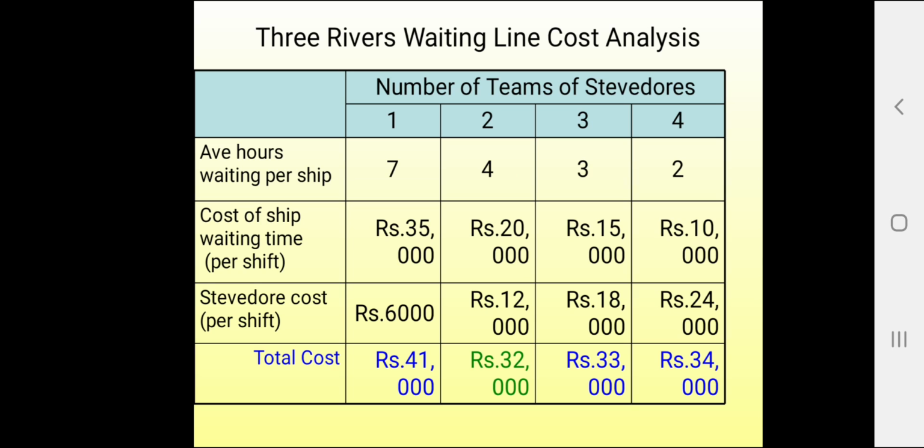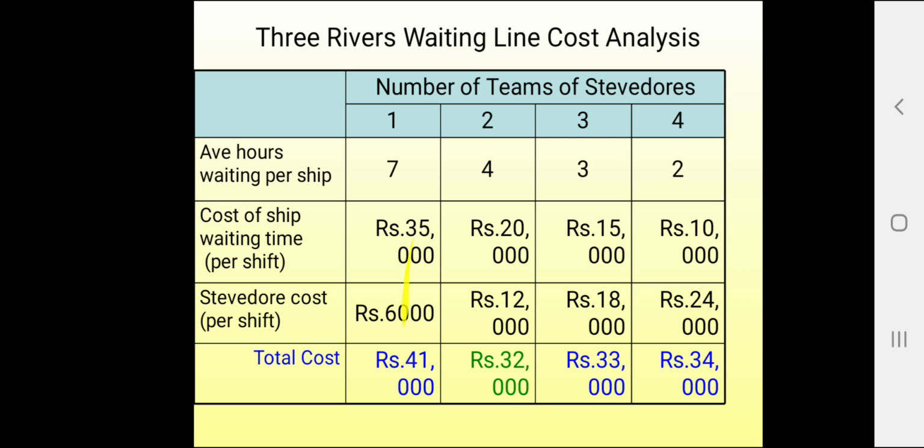Average 4. So 4 into 5 is 20,000 rupees. Also 2 stewards cost is 12,000 rupees. If 3 stewards are there, number of team of stewards is 3, then average hours waiting per ship is 3. And 3 5s are 15,000 rupees. And 3 6s are 18,000 rupees. Similarly, if number of team of stewards is 4, then average hours waiting per ship is 2. So 2 into 5, 10,000 rupees. And 4 into 6, 24,000.